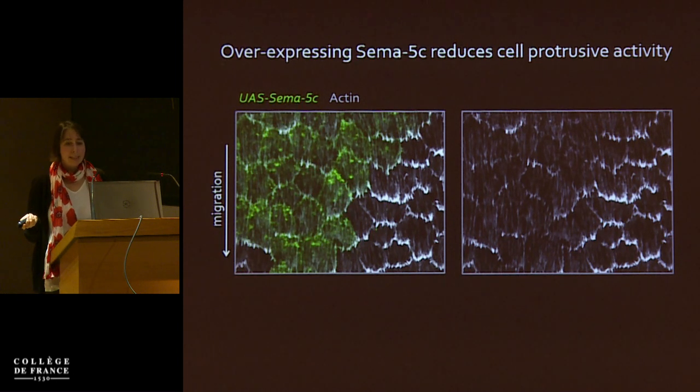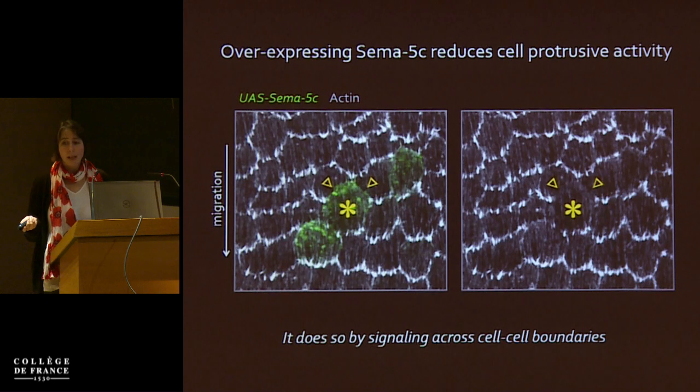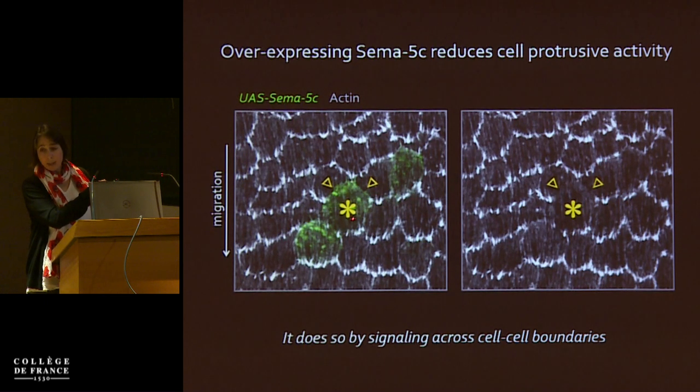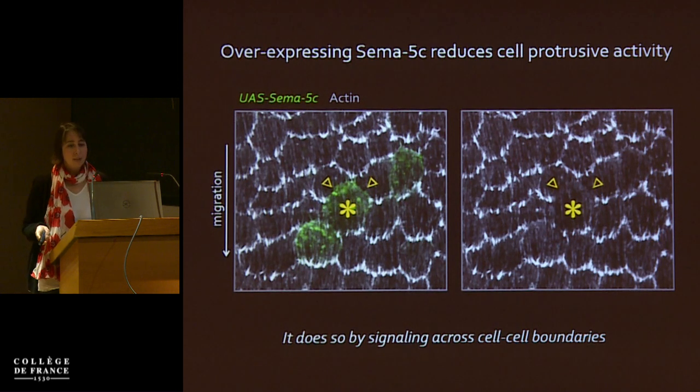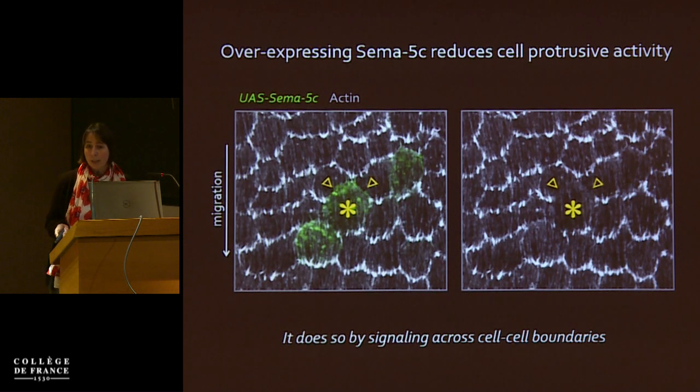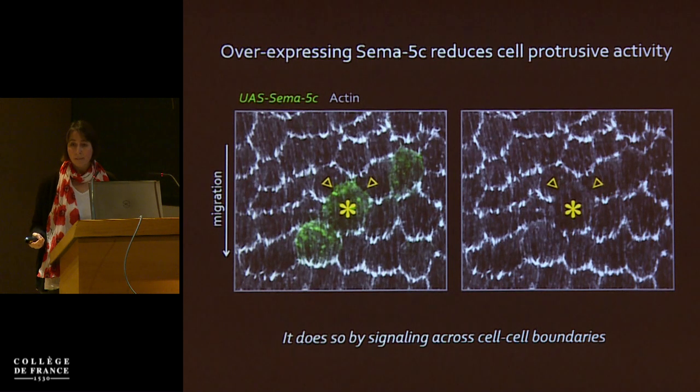And importantly, this is happening by signaling across cell-cell boundaries. Because if I ask you to now focus on this single cell that's overexpressing SEMA5C, you notice it can form its own protrusions just fine. Where the protrusions are missing are from the cells directly behind the SEMA5C expressing cell. So this says that SEMA5C has to signal across cell-cell boundaries to have its effect.